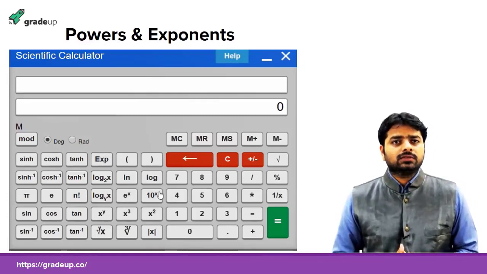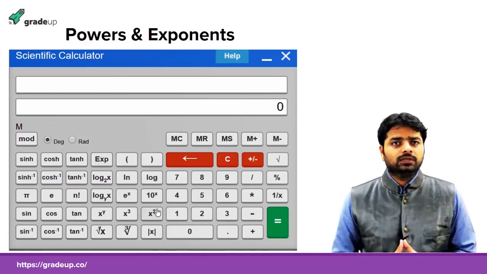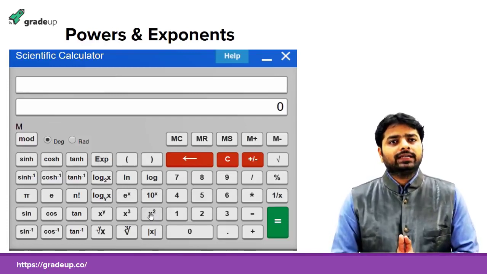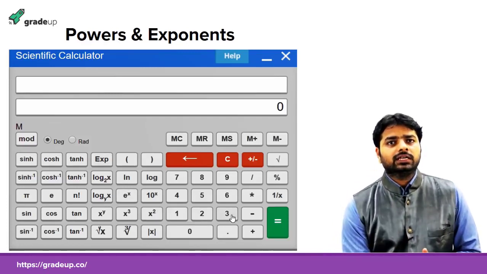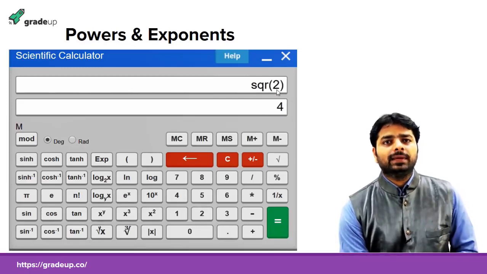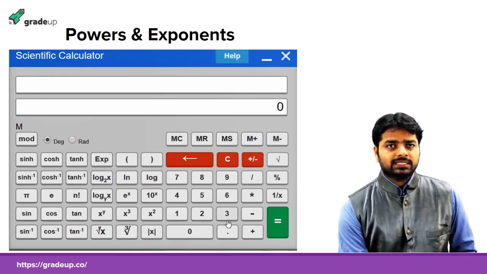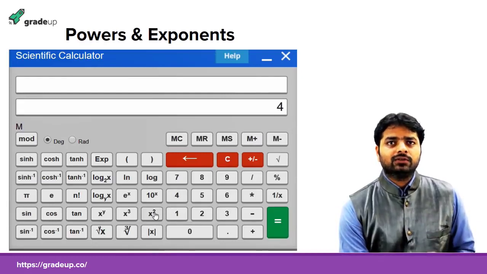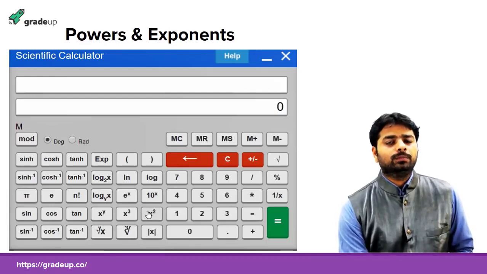Now we have 2 types. One is x square, x cube. Now x square you can calculate by first entering the number. I have entered 2 here, then I calculate x square. So 2 square will be calculated. So 2 and then press the key, because only one input is expected. 3 and press x square, you got 9. 4 x square, you got 16. Similarly you go for cube.